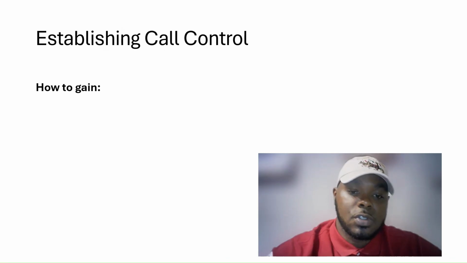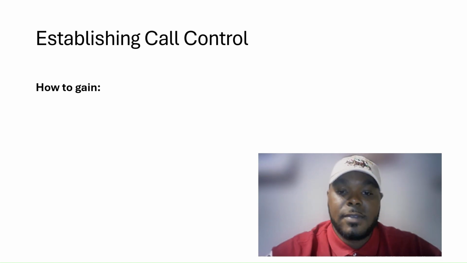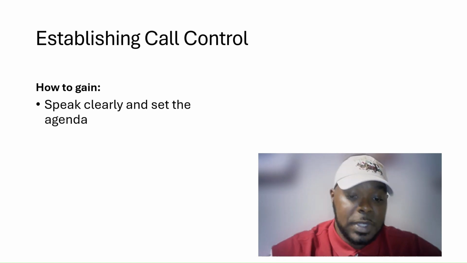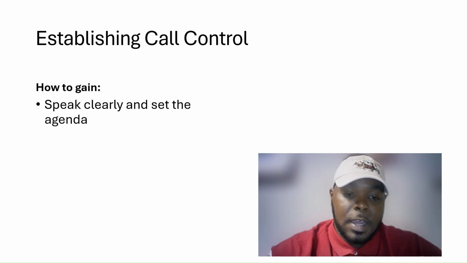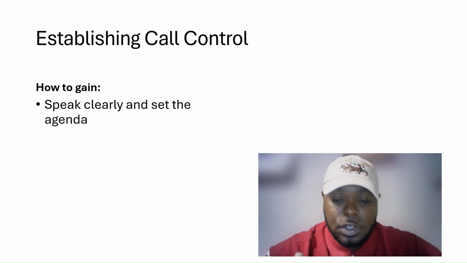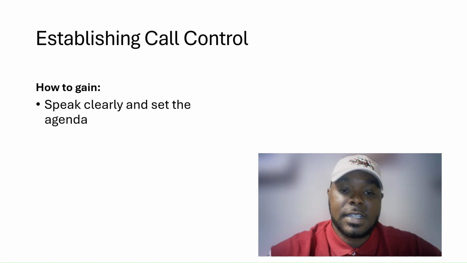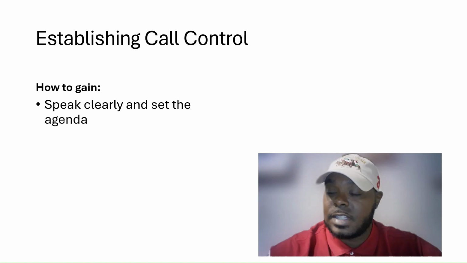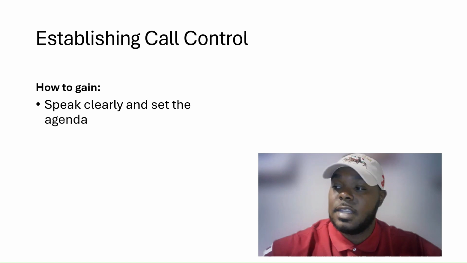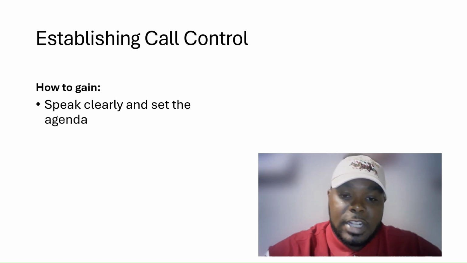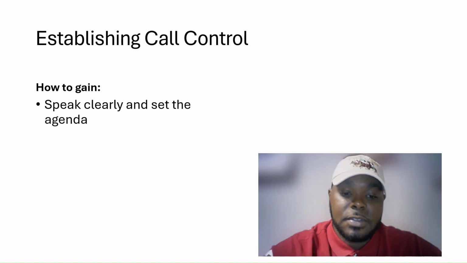Establishing call control. Call control is your ability to grab the reins of the conversation and guide it where it needs to go. So how do you gain that? You want to speak clearly and set expectations or the agenda for what the call is going to be. But ultimately, you also want a good understanding of your company's scripting and what that sales process looks like. Because if you don't know where you're going or what's next in the conversation, then your client isn't going to know what's next either. So it's really important not to talk in circles and to have a clear path to where you want to go.